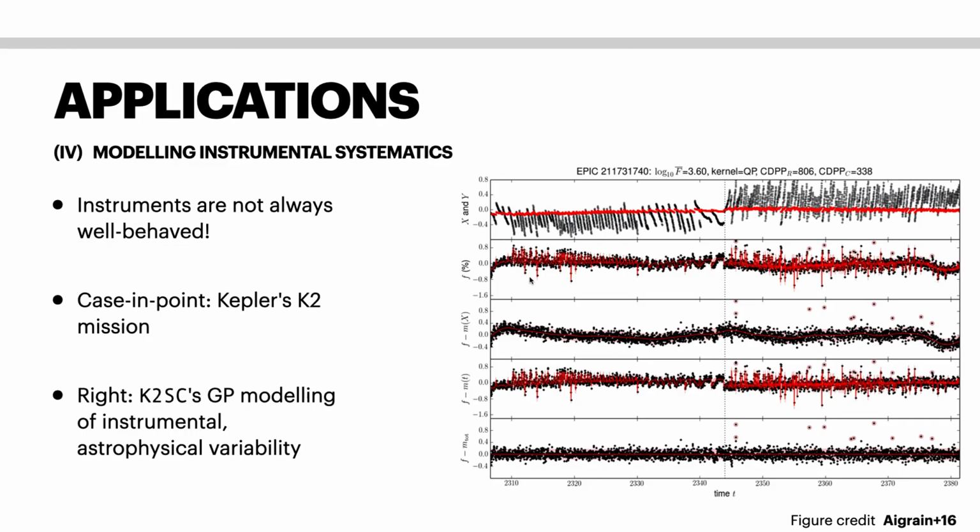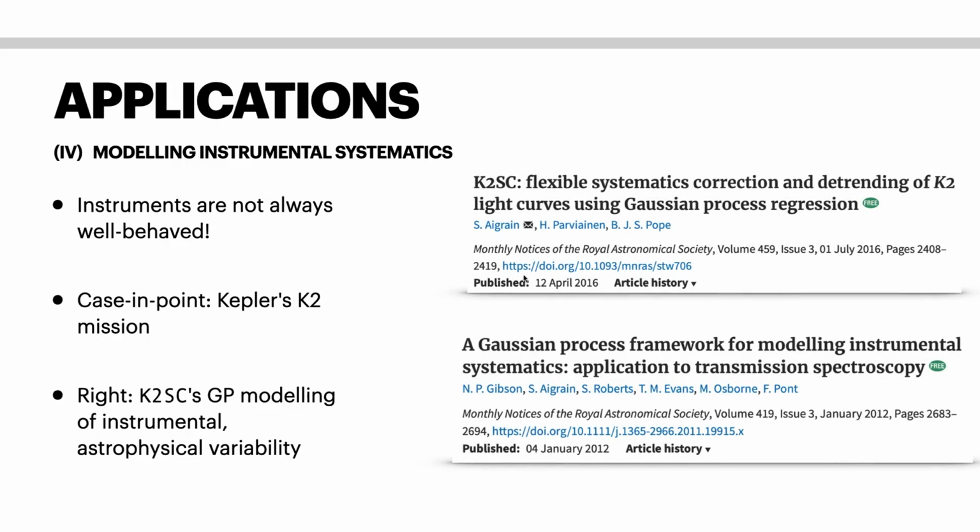So in this plot you see raw K2 flux up here, flux corrected for instrumental systematics only, flux corrected for stellar variability only, and the residuals from the full model that corrects both components. Clearly it works pretty well. If you're interested in more details, here's the reference to the K2SC pipeline paper, and here's a slightly older paper that uses GPs to model instrumental systematics in the context of transmission spectroscopy. Admittedly, this isn't RVs, but there's no reason that GPs couldn't be used to deal with instrumental systematics in an RV context.